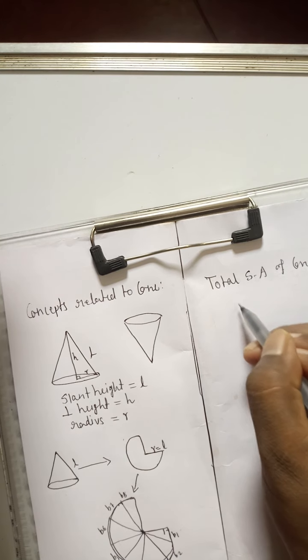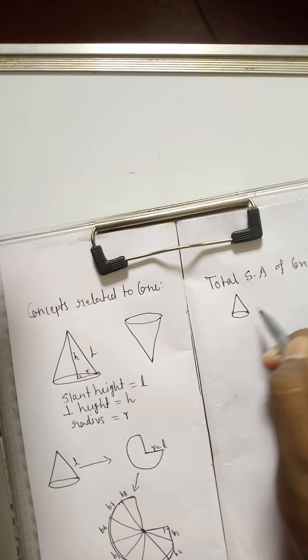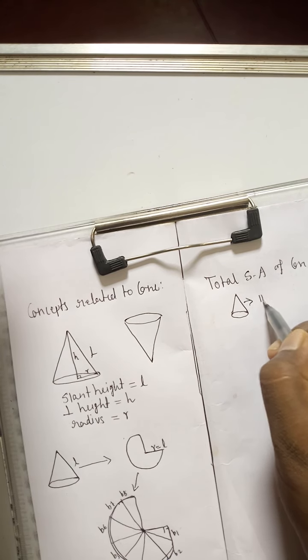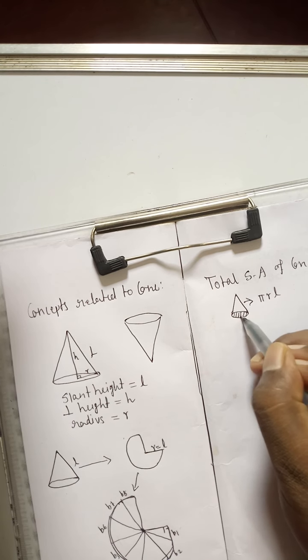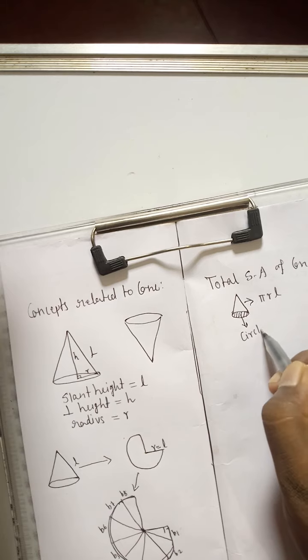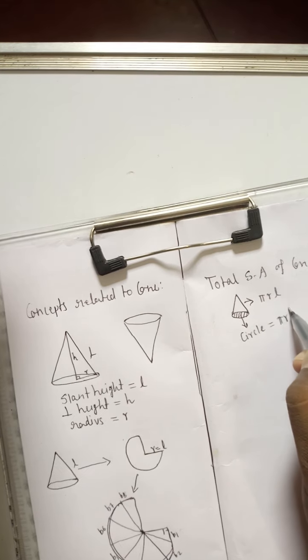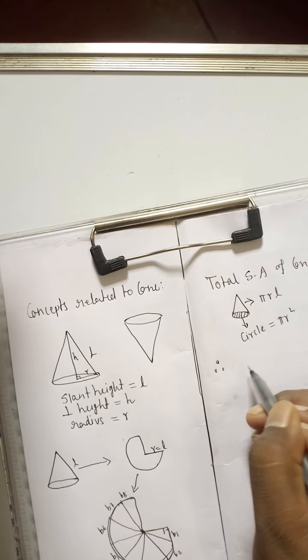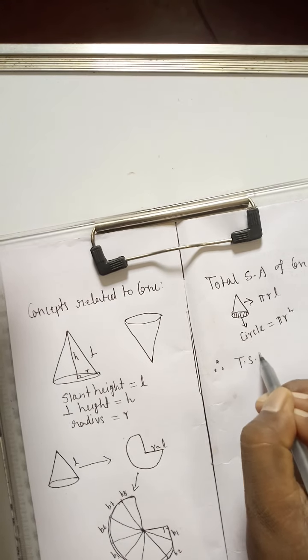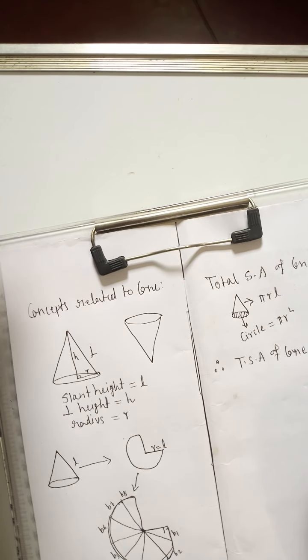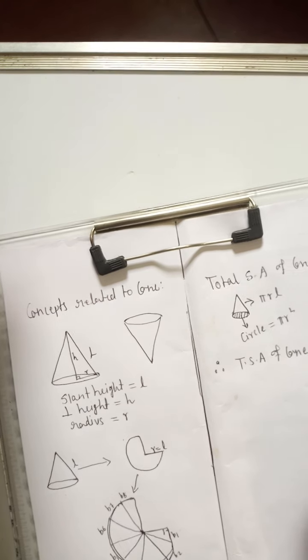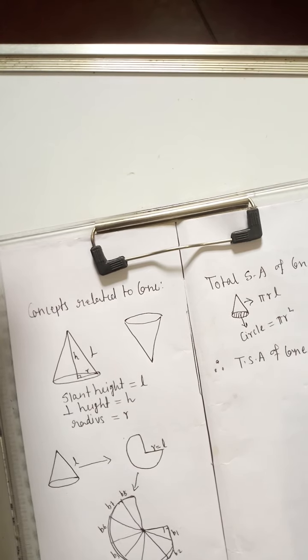So friends, already you have understood that in a cone this CSA, curved surface area, is pi r L, right? And when you see this part, this base is also what? A circle. So when this base is a circle, its area is what? Pi r square. Therefore friends, total surface area of cone equals its CSA pi r L plus area of its base pi r square. So when you take pi r common, in bracket you get L plus r. I hope this is clear.